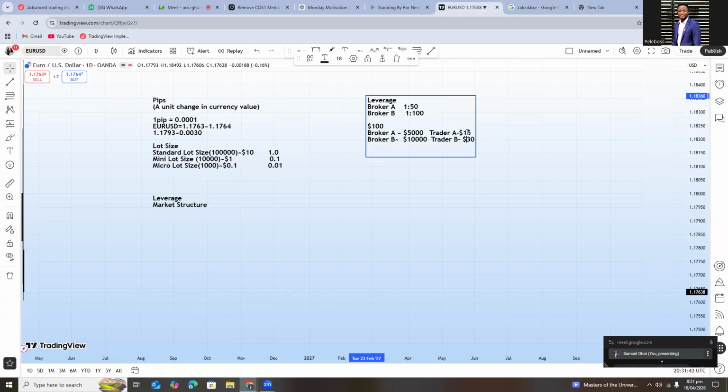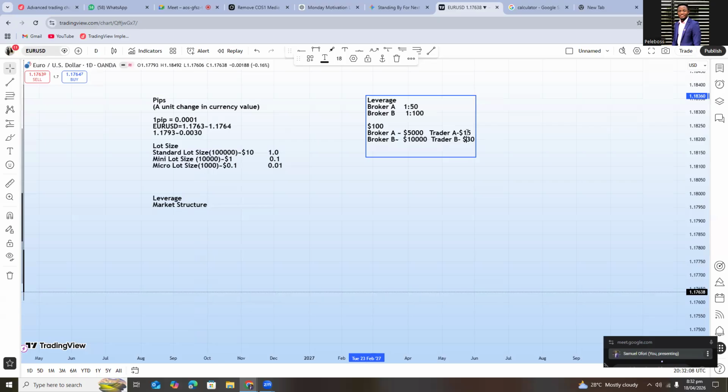So I hope you get how the leverage works. So it means that the higher the leverage, the higher the returns, also the higher the losses. So you should know how to use the leverage well. So as beginners, when we are starting, it's best that we trade with brokers that offer very small leverage so that we don't blow our accounts easily. I believe that this is simple.